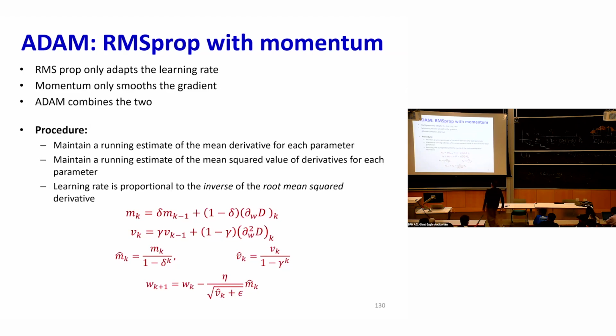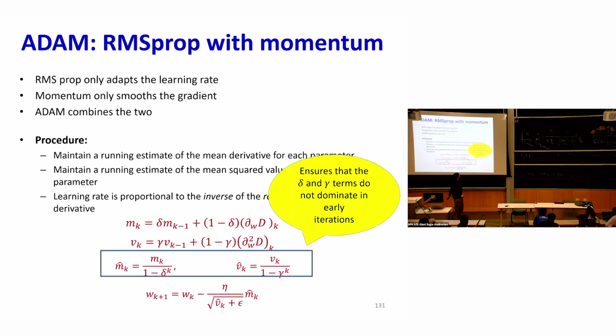There's one extra magical term over here, 1 minus gamma raised to k, 1 minus delta raised to k. What are these things? It turns out that typically all values are 0 in the beginning. So in the beginning, if you do this carelessly, then you're going to get stuck. You don't really make any updates. And so you have the scaling factor, 1 over 1 minus gamma raised to k, which says that these estimates are going to be scaled by a term which starts off close to 0 and then quickly becomes 1. So the scaling factor disappears.